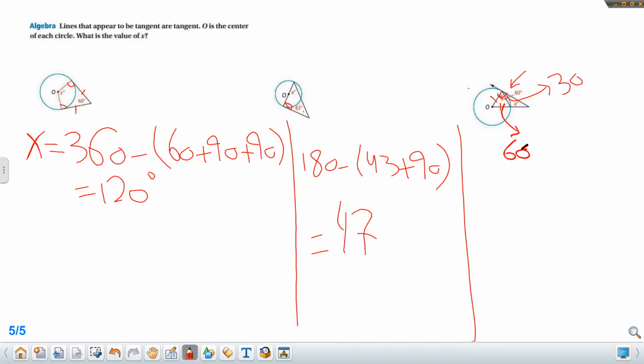Okay, so how to get x? Okay, if this angle is 60 and this angle is 30 and this angle is exterior for this triangle, so we can find the x by 60 minus 30, because you know, guys, you know well, the measure of an exterior angle of any triangle equals the sum of the remote interior angles, the sum of the non-adjacent interior angles. So angle x equals 60 minus 30 equals 30 degrees.